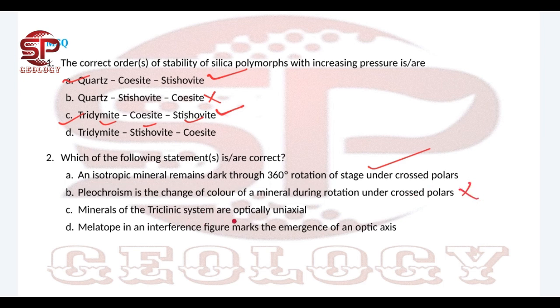Minerals of the triclinic system are optically uniaxial. It is incorrect because the triclinic system belongs to biaxial. Melatope in an interference figure marks the emergence of the optic axis. This is correct, because the optic axis is represented by the melatope in the interference figure. So options A and D will be correct.